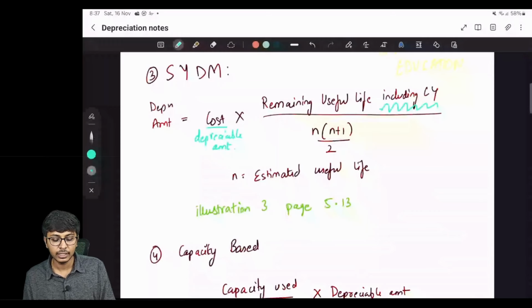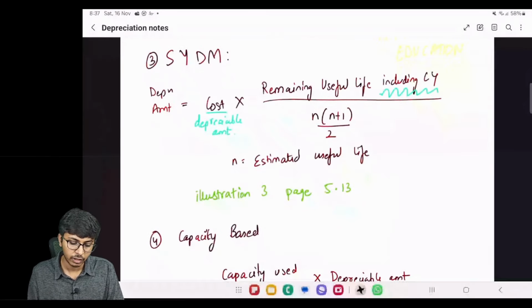Okay, we'll quickly see this illustration, which is illustration 3. If you see this problem, you will understand how to solve it, and you might find other problems elsewhere. Just solve a few problems. You will be done with this method. You should solve for SLM and WDV also. Okay, quickly we will see illustration 5.13, page number.